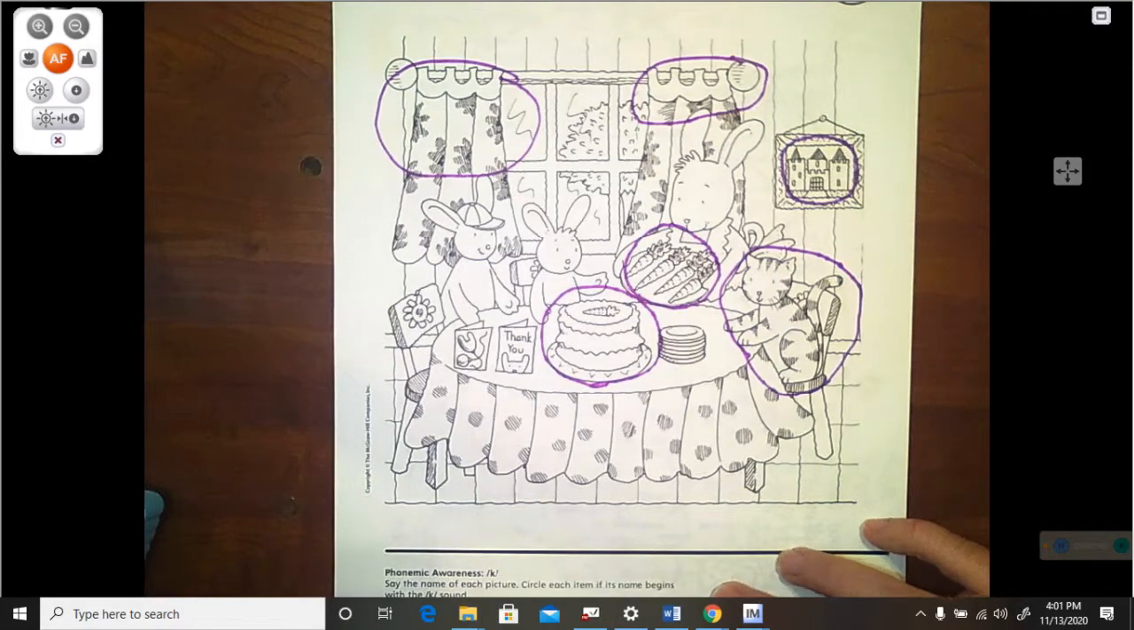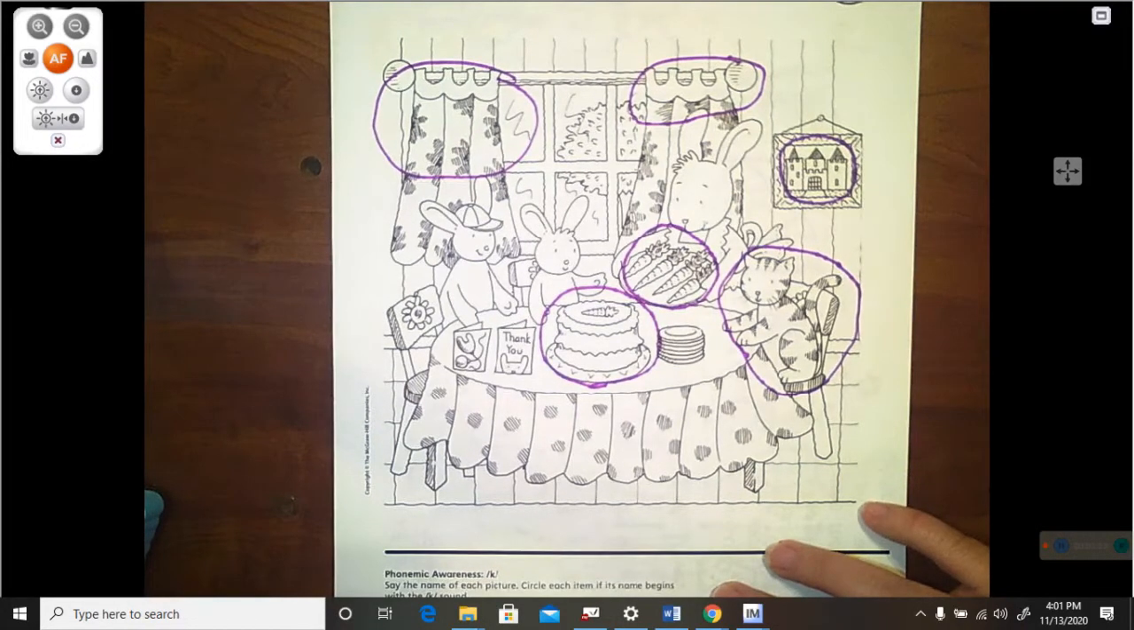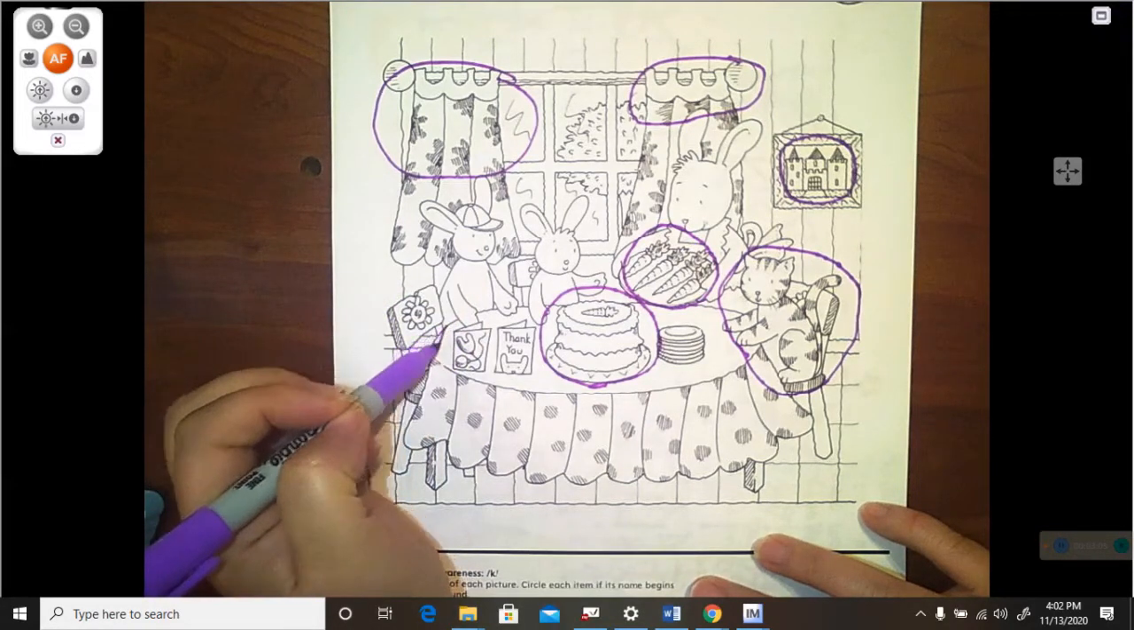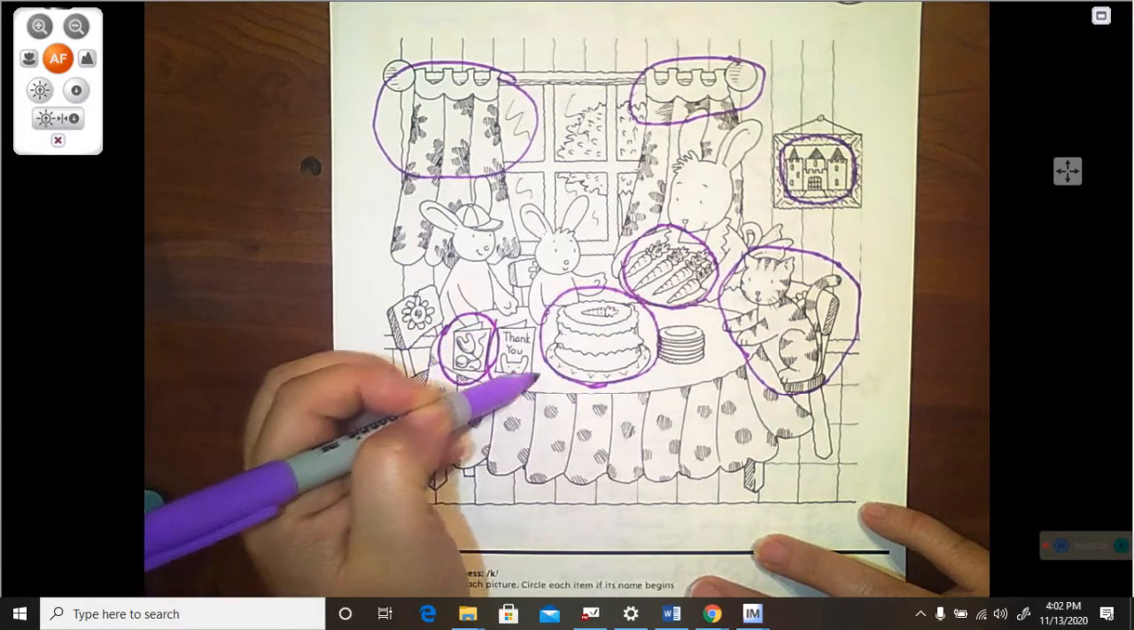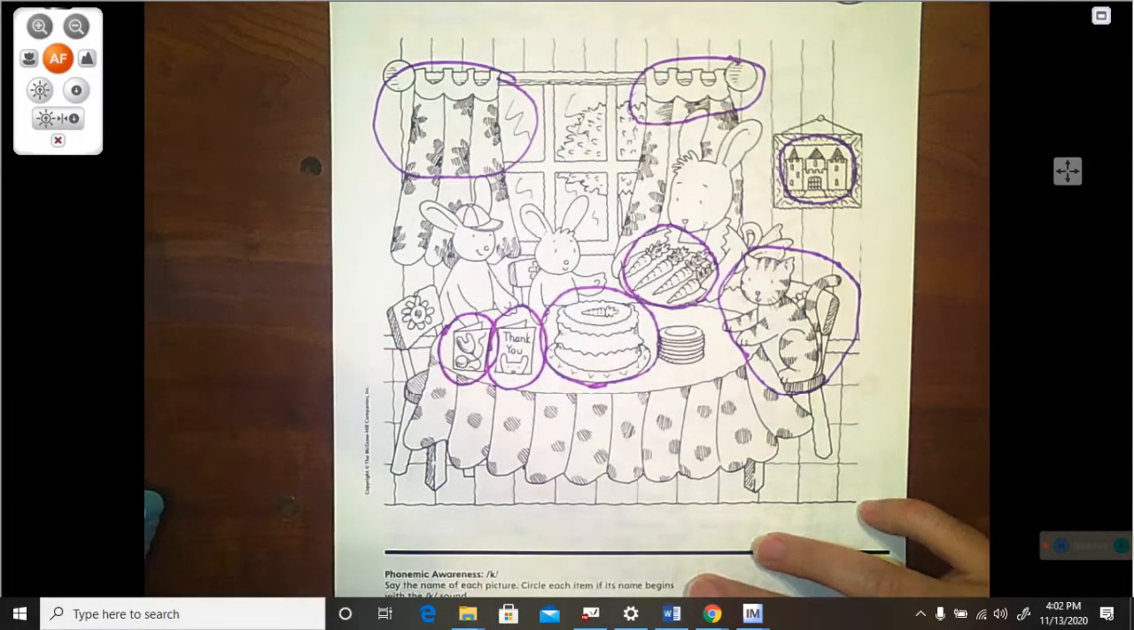I see something you might give to someone that begins with the k sound, and there are two of these. What might you give to someone that begins with the k sound? Maybe a card. So circle the two cards on the table because those begin with the k sound.